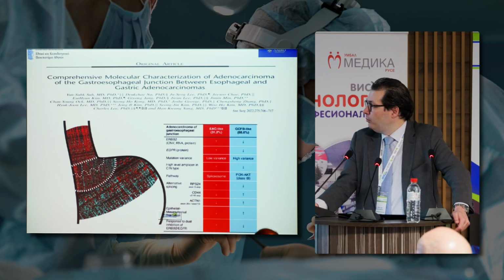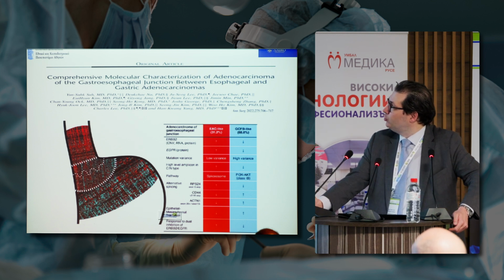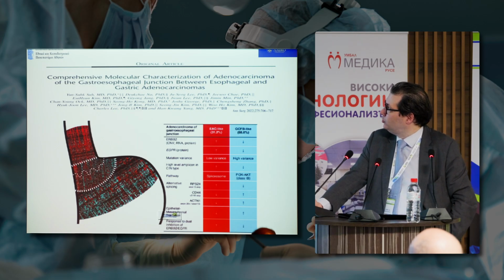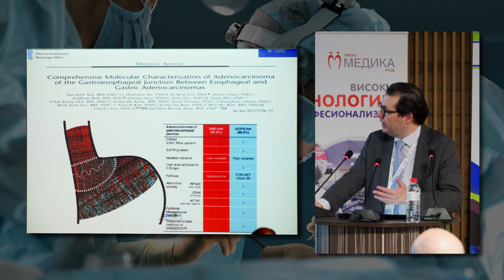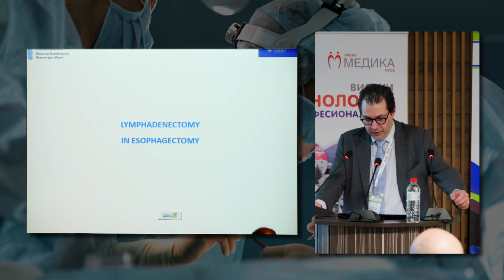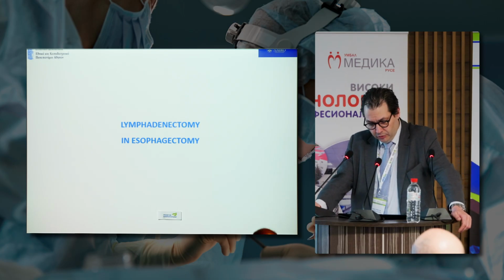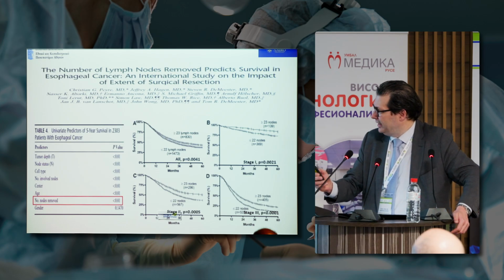So a more modern Sievert classification may look like this one. You can see this is a molecular classification of the GE junction cancer that tries to determine either the esophageal or gastric origin of the cancer. So a few words about lymphadenectomy. Lymphadenectomy in esophagectomy was a matter of debate for many decades.